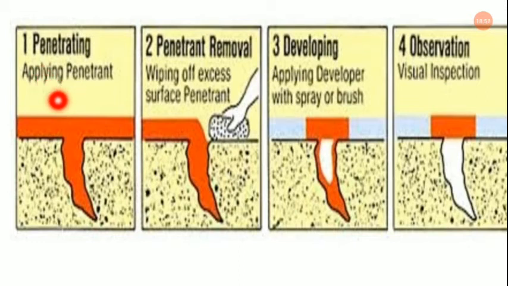Here are the steps of the dye penetration test. Penetrating, that is applying the penetrant. Penetrant removal, wiping off excess surface penetrant. Applying developer with spray or brush. Observation, visual inspection. So, this is the crack, this is the penetrant, this is the cleaning, then developer, then developing, then the indication or the interpretation.